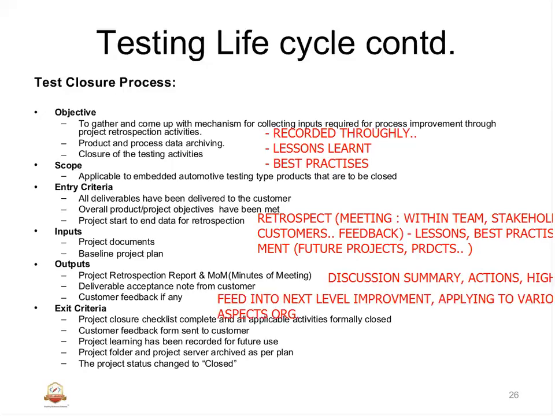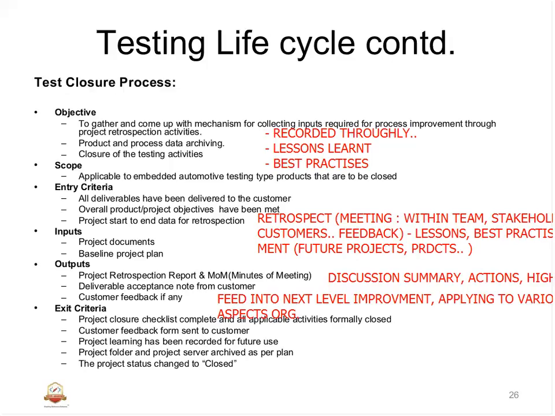The last one is exit, how we are going to exit this project: the closure checklist. There is a checklist that should be completed, which will be maintained in the server by the concerned people, and all the applicable activities in that checklist should be closed. There should not be any open items so that the project is closed. And either we would have delivered and got the acceptance or the feedback. If not, we might seek it as part of this closure.